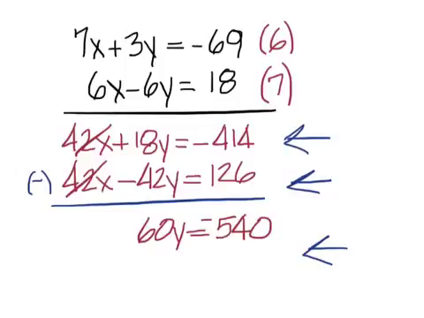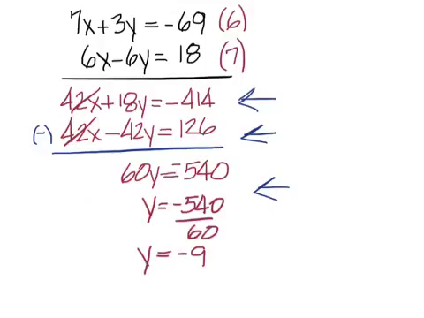What do I have to do to get the answer for y, Darnell? You divide 60 by -540. No. Yes, divide negative 540 by 60. And when you do that, you come up with the answer of negative 9.